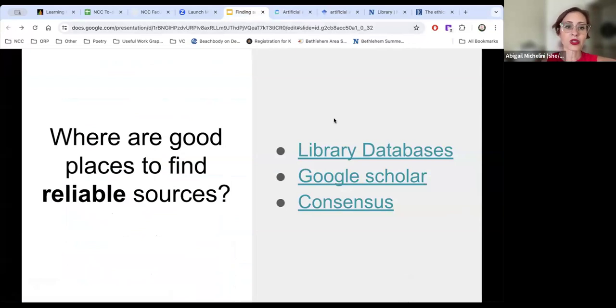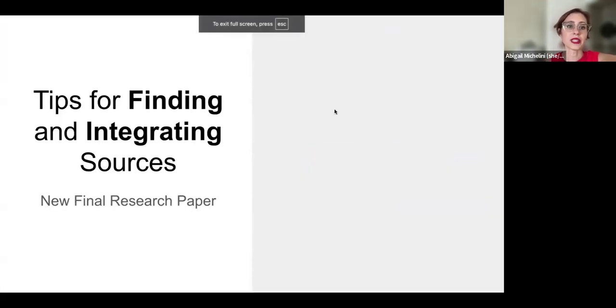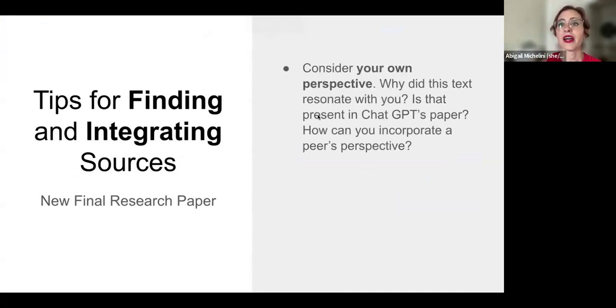So that's where I would go to try to find reliable sources for this. You can also just use websites, but you want to stick to .gov, .edu, or .org websites. .com websites are not as reliable because com stands for commercial, so they're typically selling you something, okay? All right, so let's talk about some further tips for finding and integrating sources.